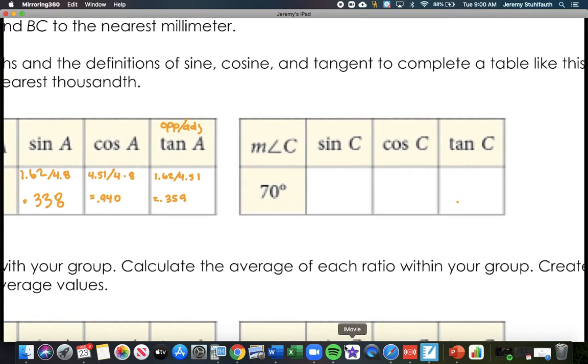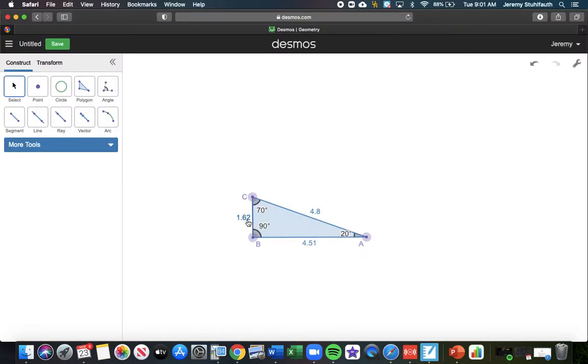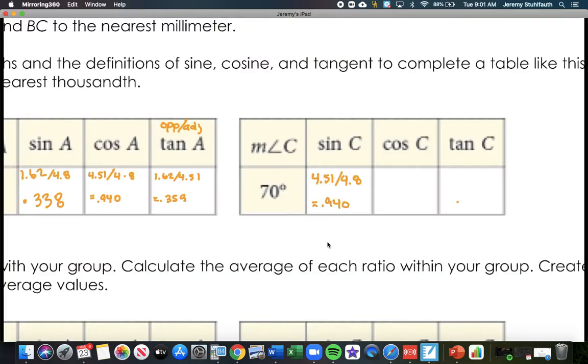Next, we're going to find the sine, cosine, and tangent of angle C. So sine of C would be 4.51 divided by 4.8, which would give us 0.940. And again, cosine of C would be adjacent, 1.62 divided by 4.8. And if you look at this, we've already done that. 1.62 divided by 4.8 was 0.338.